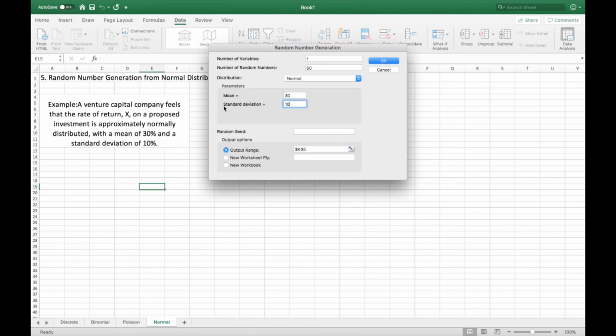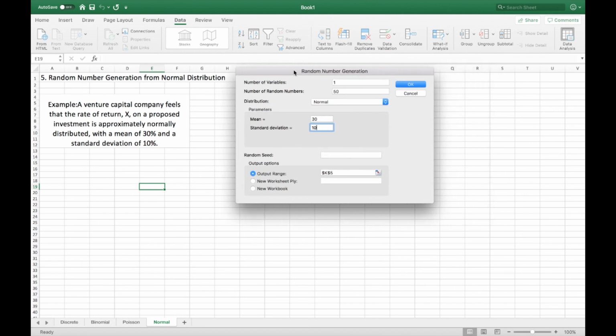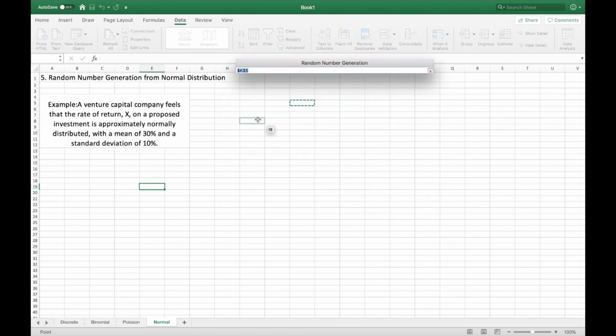Here we need to pay attention that when we do the random number generation, we need to put in the standard deviation. It means that if the example gives us a variance, we need to take the square root of the variance, and that number is the standard deviation, and then we put the number here. Okay, and then we do the output.